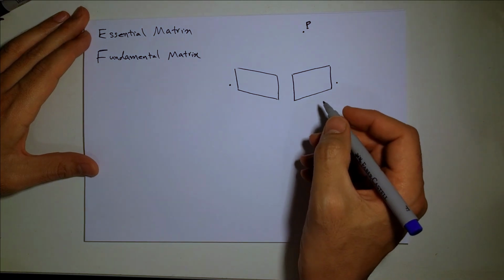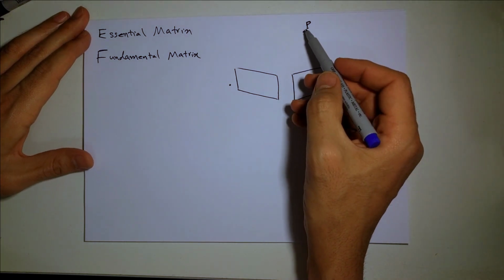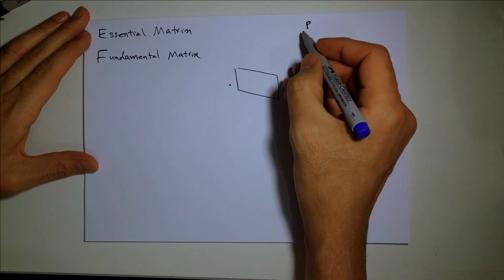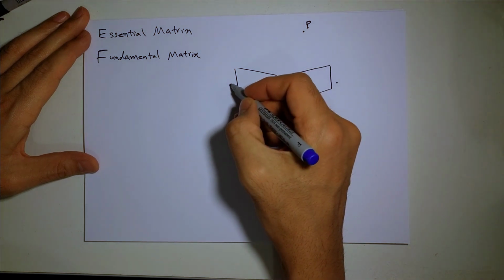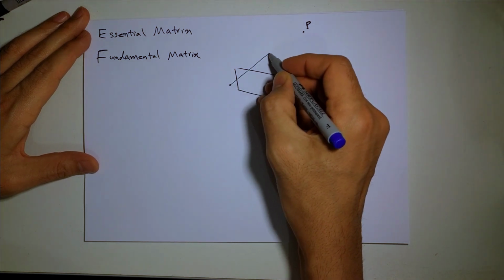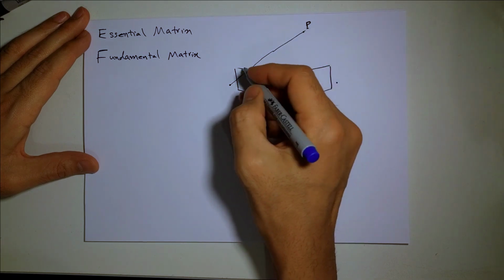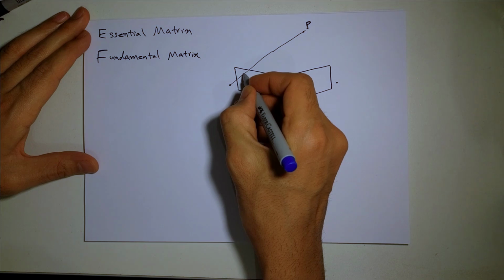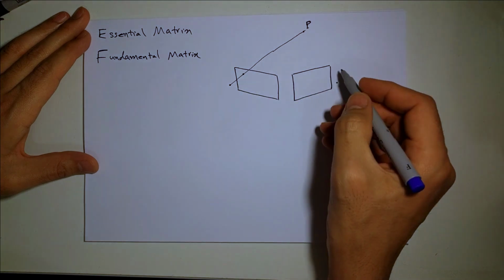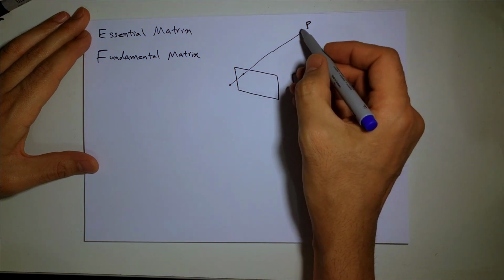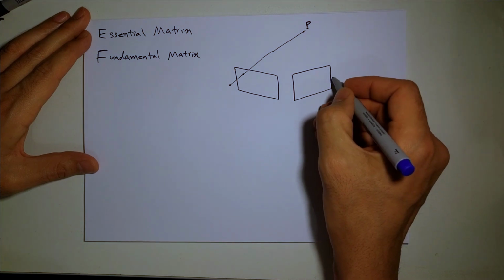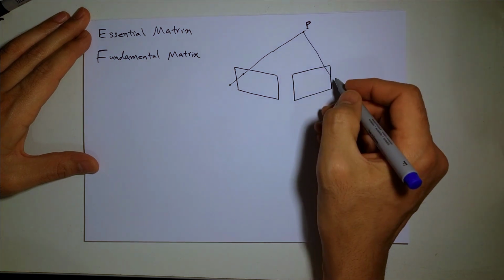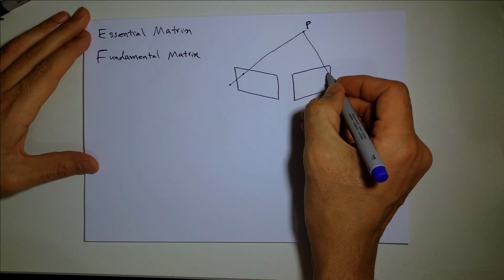The rays of light from the point P will go through the optical center in the first camera and hit the camera image plane at this point, for instance. And also they will go through the second camera and hit it at a point like this.